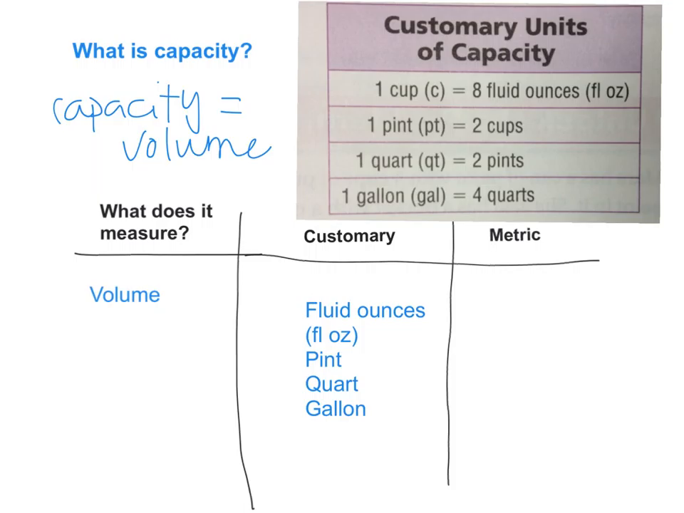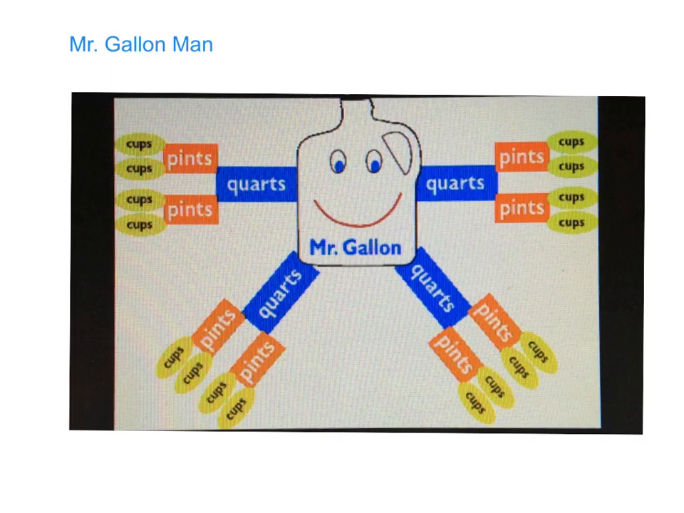Okay. 1 pint takes up the same amount of space as 2 cups. You should be writing this down. 1 quart takes up the same amount of space as 2 pints, and 1 gallon takes up the same amount of space as 4 quarts. Now, Mr. Gallon Man helps us remember how many cups are in a pint, because you start drawing Mr. Gallon Man by drawing his head. Okay, so go ahead and draw his head and label that 1 gallon. Mr. Gallon is worth 1 gallon.